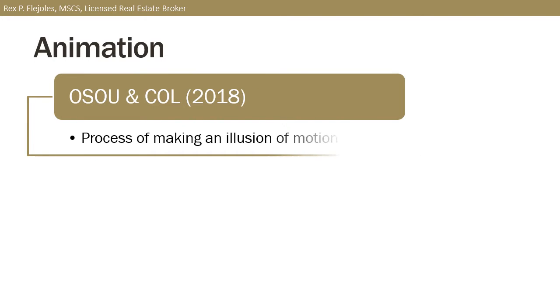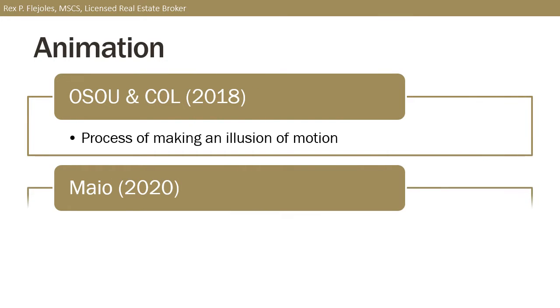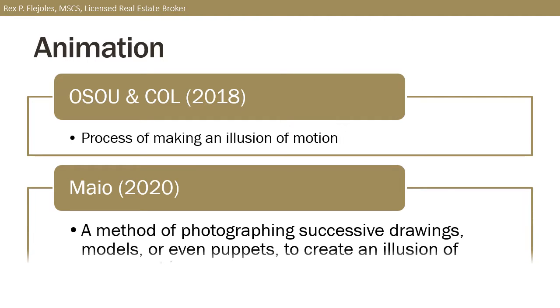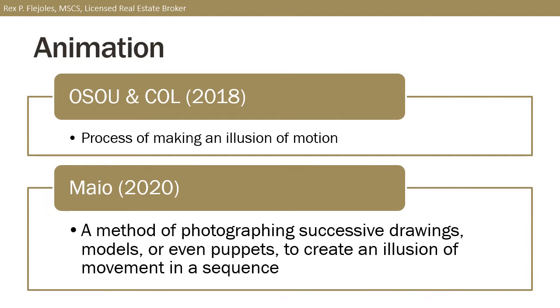Animation refers to the process of making an illusion of motion. It is a method of photographing successive drawings, models, or even puppets to create an illusion of movement in a sequence.